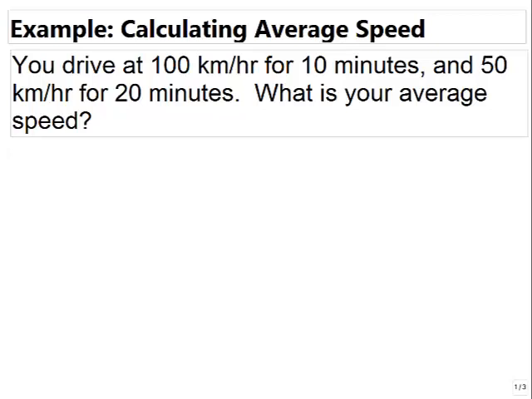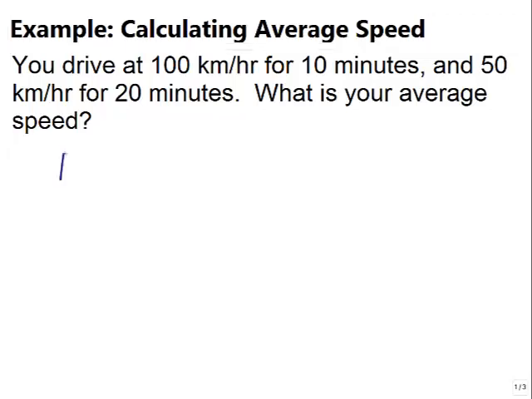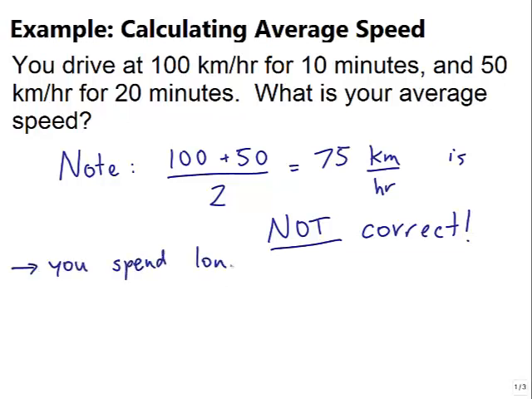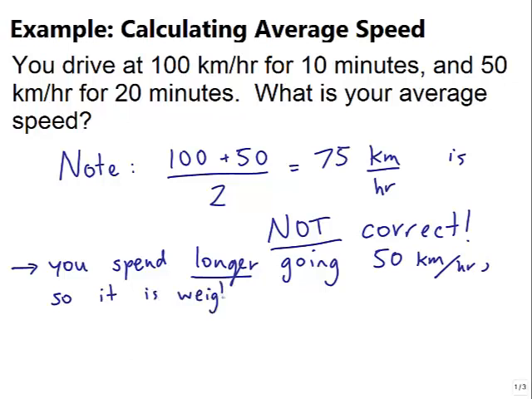Here's an example. You drive at 100 kilometers an hour for 10 minutes and 50 kilometers an hour for 20 minutes. What is your average speed over that time? And note that (100 + 50)/2 = 75 kilometers per hour is not correct, because you're spending longer going at 50 kilometers per hour than 100, so it gets weighted more.